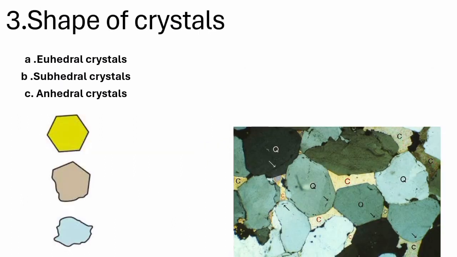As per the shape of the crystal, mineral grains are classified into three: euhedral, subhedral, and anhedral. Euhedral is used when the mineral grain has a well developed crystal face. Subhedral, if the mineral grain has partially developed faces. And anhedral, if the grain has an irregular crystal face.